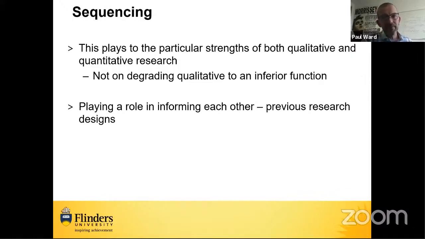So in terms of sequencing, when I talked before, we look at the strengths and the limitations of particular methods. The sequencing is around playing to the strengths of qualitative research and quantitative research. So it's not degrading qualitative research to an inferior function. It's not saying, oh, the quantitative research is by far the most important and the qualitative is slightly useful, but not very. It's not doing that at all. It's saying both of these have equal validity and they both inform one another.